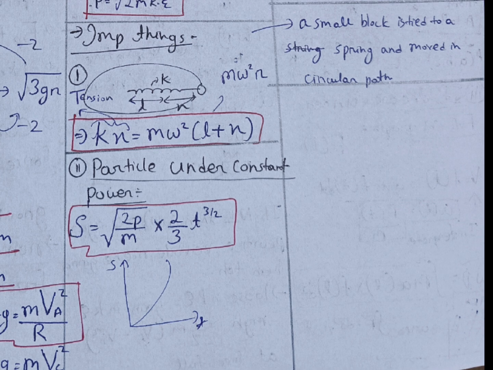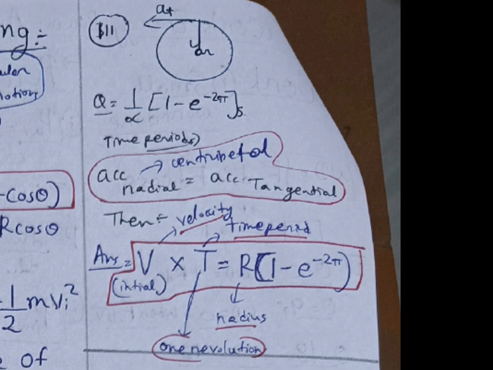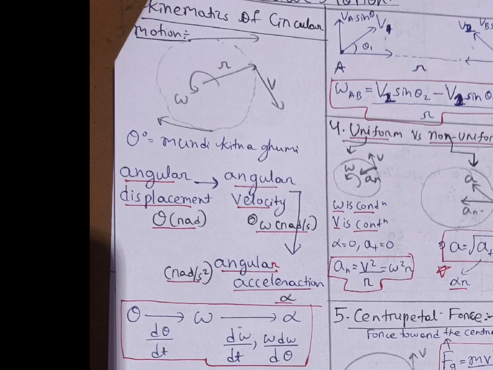Particle under constant power: s is equal to under root 2 p by m into 2 by 3 t raised to power 3 by 2. Third type: 1 by alpha is equal to 1 minus e raised to power minus 2 pi. Time period: oscillation radial or centripetal is equal to oscillation of tangential. Then initial velocity into time period of 1 revolution is equal to radius into 1 minus e raised to power minus 2 pi. Circular motion.